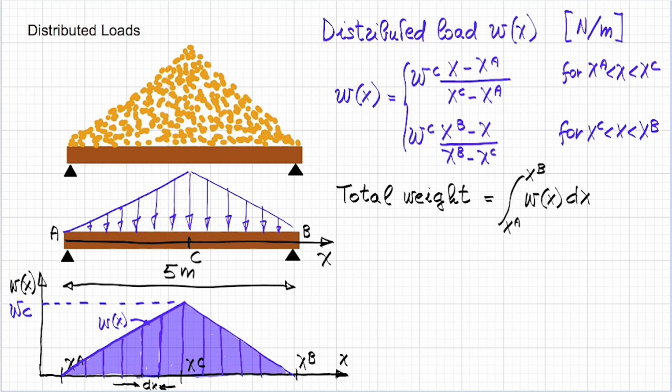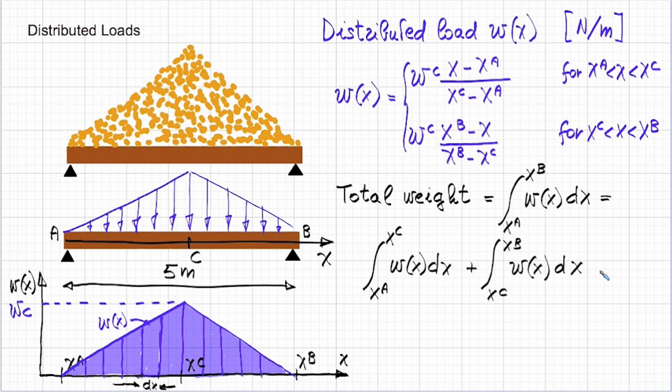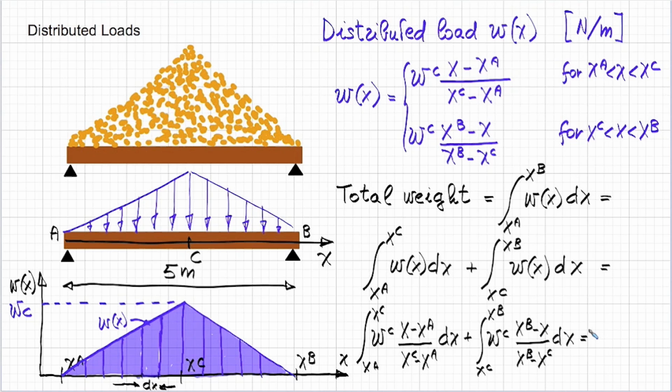Now, for a function like this, you have to be careful, because since the function is piecewise, you need to split the integral. So if you want to calculate this integral, you have to write it as the integral of w of x between xa and xc plus the integral between xc and xb. And in this first part of the integral, you use this expression for w of x, and in this other integral, you use the second expression. So this is what the whole integral is going to look like when you substitute the value of w of x. And when you calculate it, you're going to find that this integral is simply going to give you xb minus xa times wc divided by 2.